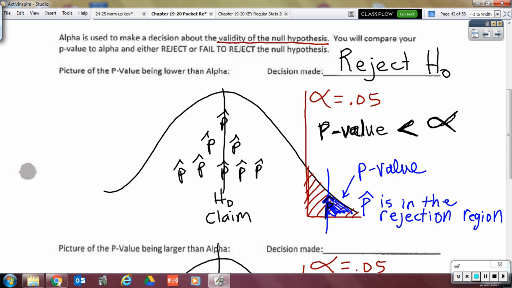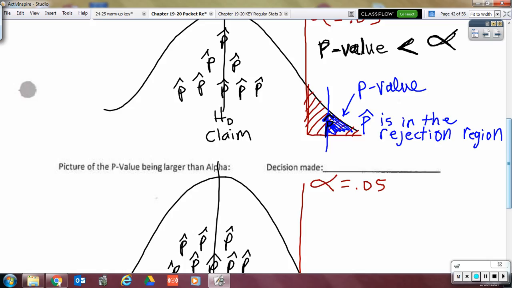H0. So in other words, we're saying to the M&M's company, hey look, I got this sample way out here. There's no way I would have gotten that sample if what you say is true and there are really 20% blue M&Ms coming off that assembly line. So I reject your claim, and I say it's actually much higher.